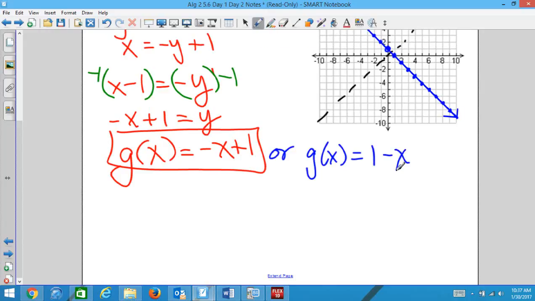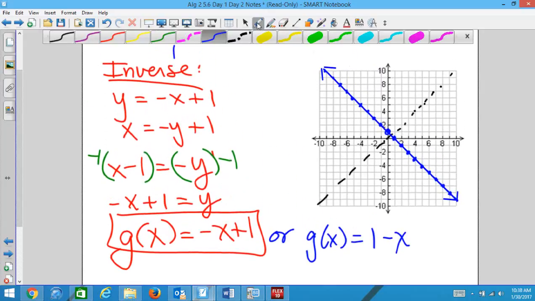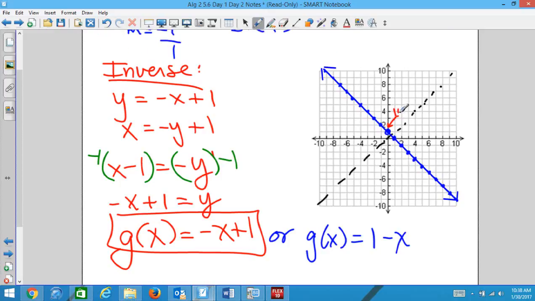Okay, so when we go to graph our inverse, your choices are take ordered pairs and switch them. Let's try that. All of the above. Give me an ordered pair on the original. 0, 1. That one right there. Now switch it. What do we get? We get 1, 0. And we graph it and it's right there.